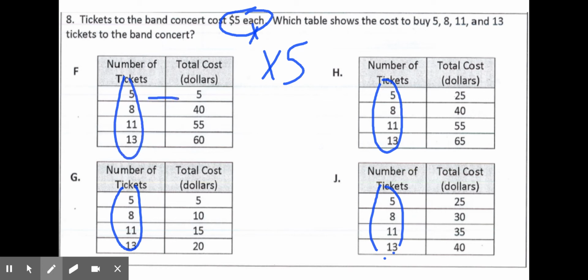So if I draw my arrows to the right, did I go to a small or did I go to a big? Well, 5 to 5, I went to the same thing. 8 to 40, I got bigger. 11 to 55, I got bigger, but 5 to 5, I stayed the same. So that's not getting bigger, and it's not getting smaller. It's staying the same. So I know that's not right. They're trying to trick me somehow.